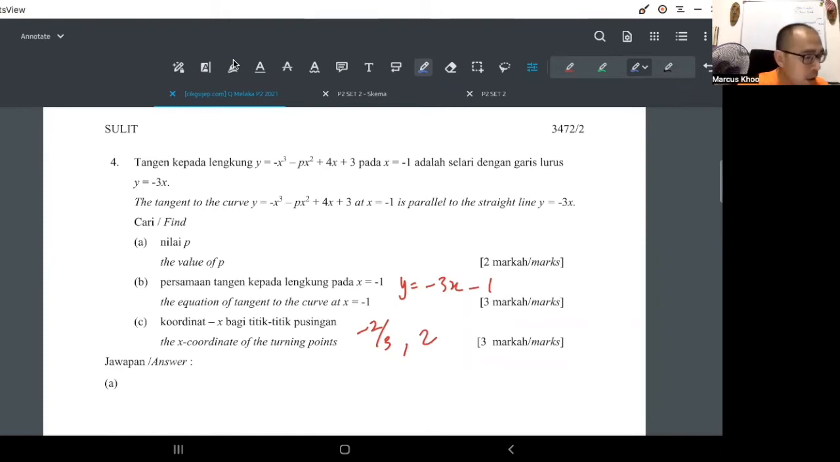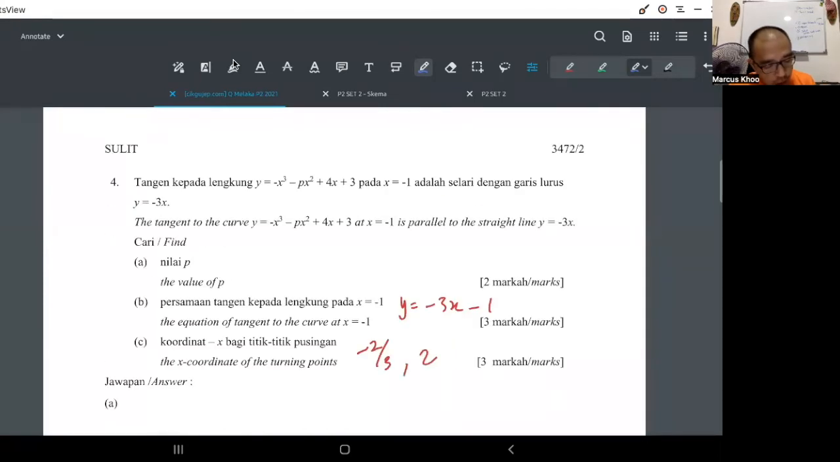Okay. Tangent to the curve. When you see the words tangent to the curve, you need to think about dy dx. The dy dx is also the gradient. Now you have the curve y equals -x cubed plus minus px squared, and so on, and it says that it is parallel to the straight line.